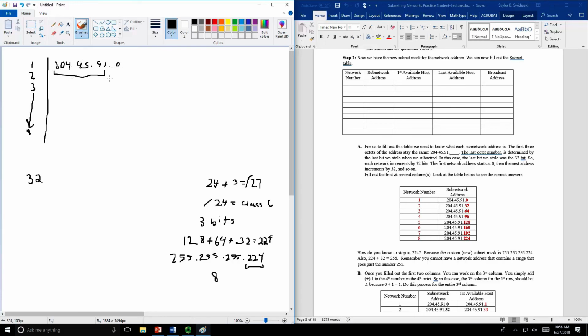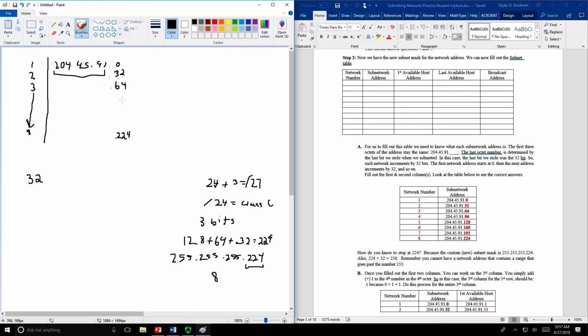The next subnetwork address will be 204.45.91.32, because they're incrementing by 32. One question that you may be thinking is, what is the last subnetwork address? You determine that by your subnet mask. What was the decimal number of your subnet mask, the quadrant that you messed with? In this case, it was 224. So your last network will be .224.